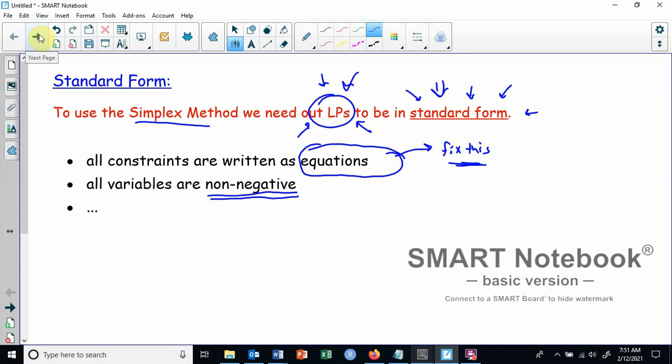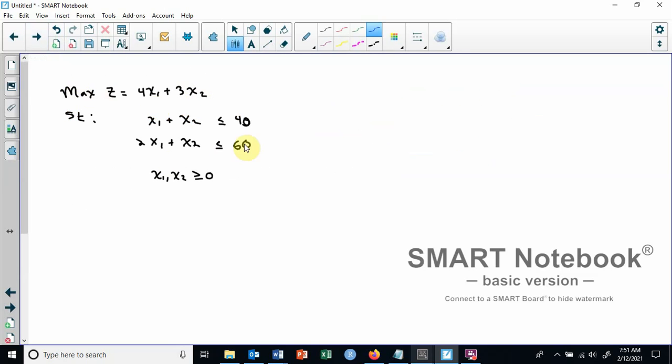Let's just jump into our first example. So this is an LP. We're maximizing some objective function subject to these constraints. And notice both of them are less than or equal to constraints. Okay, so we have an LP. We have two constraints. They're not equations yet, they're inequalities. And we have non-negative variables. So we're almost there. Mostly what we're going to end up fixing after we model a problem are these constraints. We need to make them equal signs.